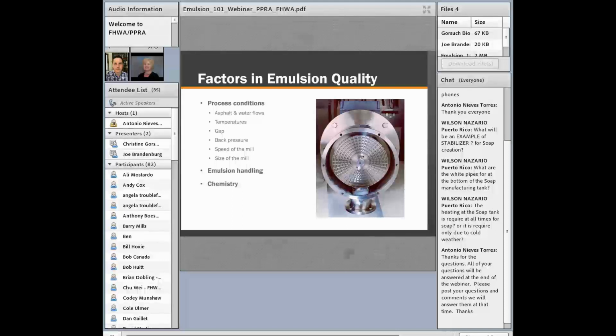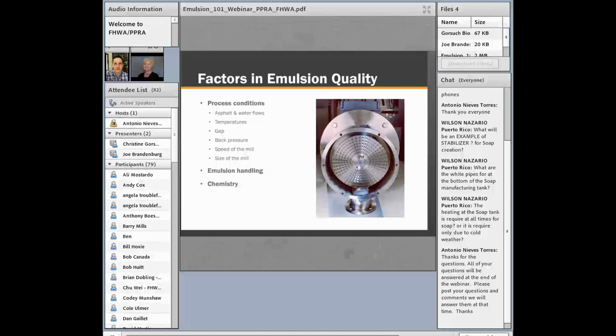Like if you're making a tack coat and your residue is, say, 57 to 60, versus a high residue chip seal, your temperature coming off the mill is going to be quite different. Gap. The gap is what we call the mill gap, and that's the distance between the rotor and the stator. Typically, that is between like 1 to 3 millimeters, and I'll go into that more in detail, kind of the pros and cons of adjusting your gap.